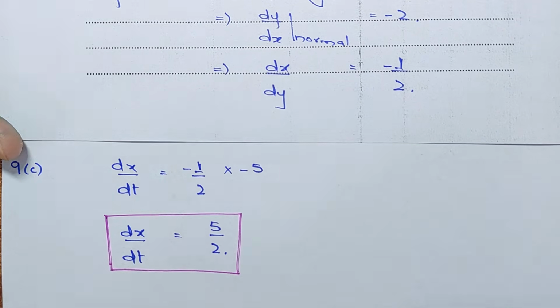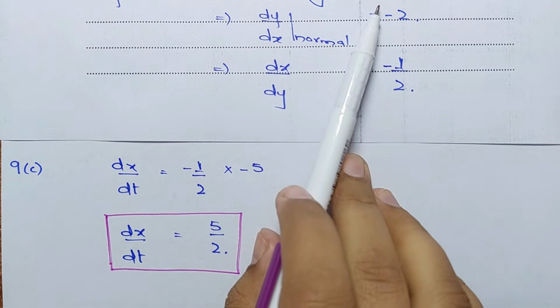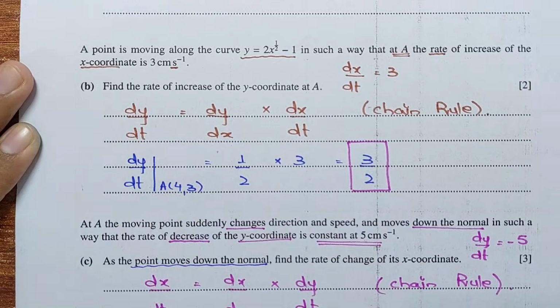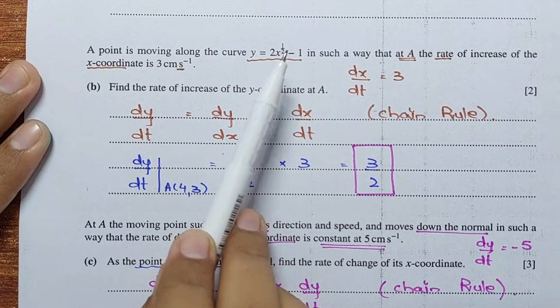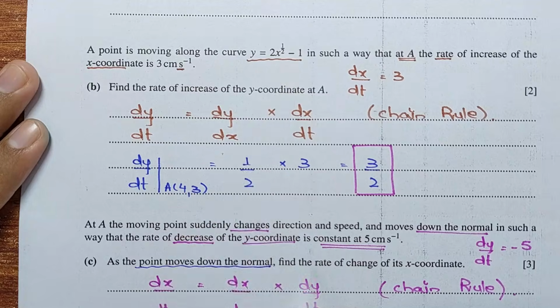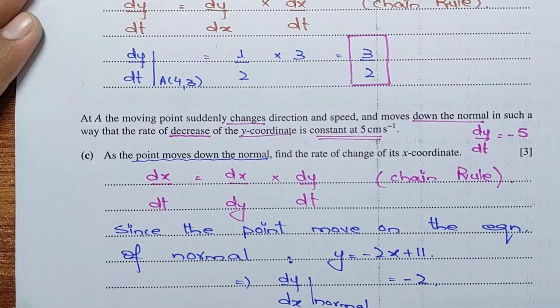Okay, so basically in this question, the main thing is that when the point is not moving along the curve, the point is moving along the normal. So we have to use the equation of normal. But in part B, you can see the point is moving along the curve, so you have to use the equation of curve, use the gradient of the curve. Now in this part, you have to use the gradient of normal, right?